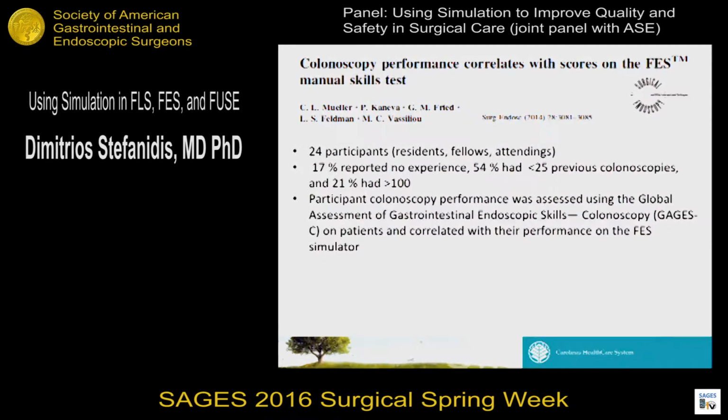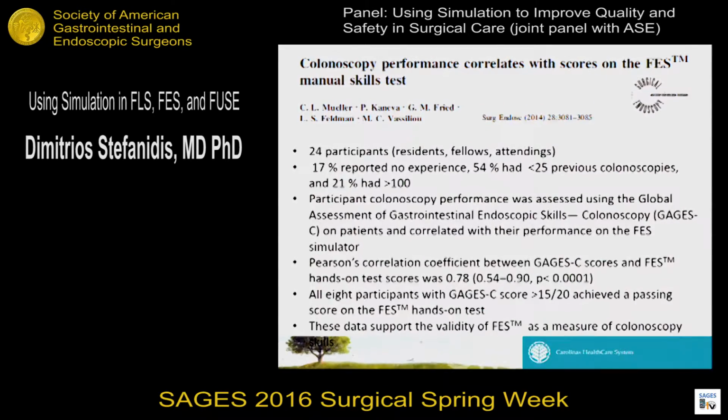One study has looked at FES and correlated the metrics you get from the FES when you do the tasks on the simulator to observations clinically while you're doing a colonoscopy. They found essentially there was a very strong correlation between the metrics, which is an indirect way to demonstrate the relevance of FES for clinical practice. I'm sure as we move forward and FES becomes more commonplace, we'll see a lot more evidence come out on its utility, as has happened with FLS.